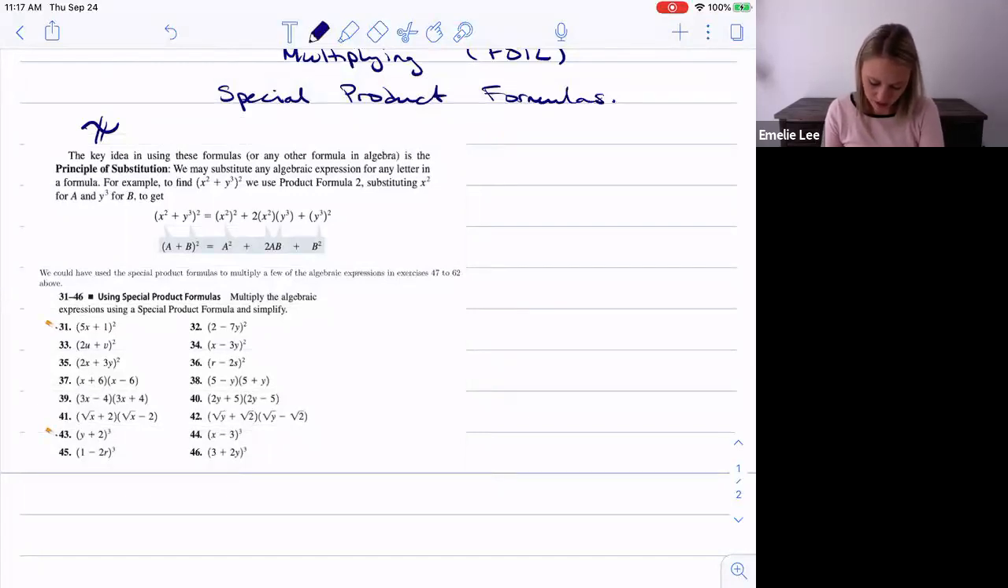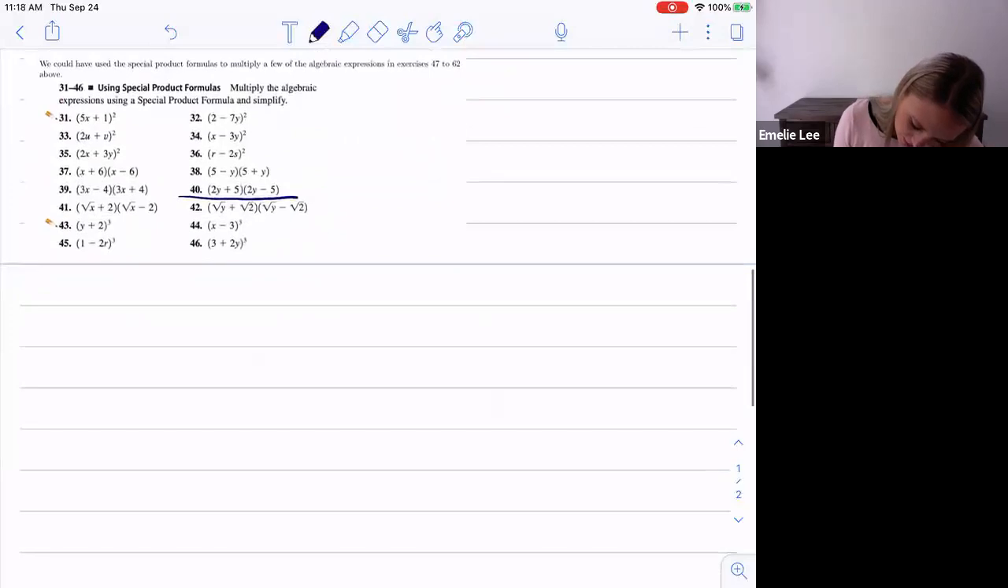Which one should we do? Let's do, let's see, one that's kind of fun looking. Let's do 40 together. So we're going to use the special product formulas, but then I'm also going to do it just manually, right?